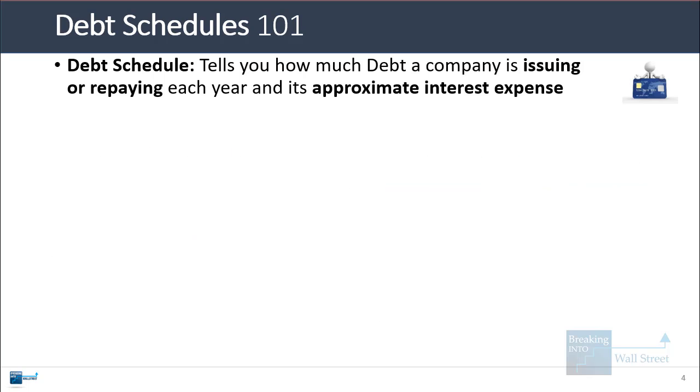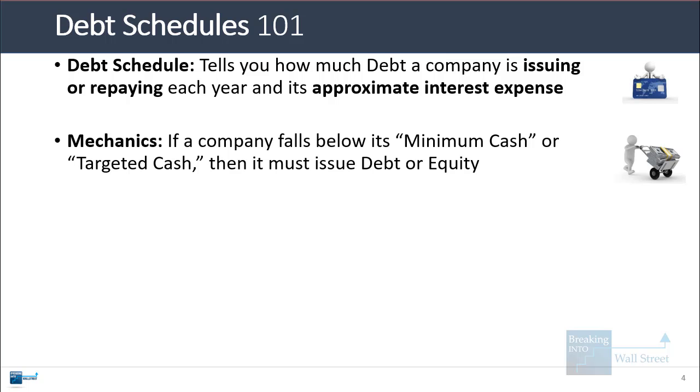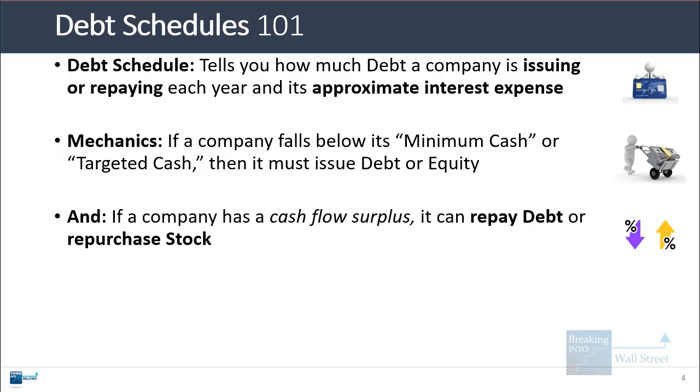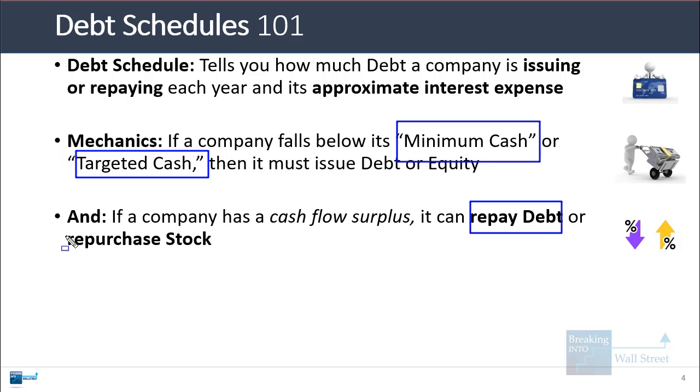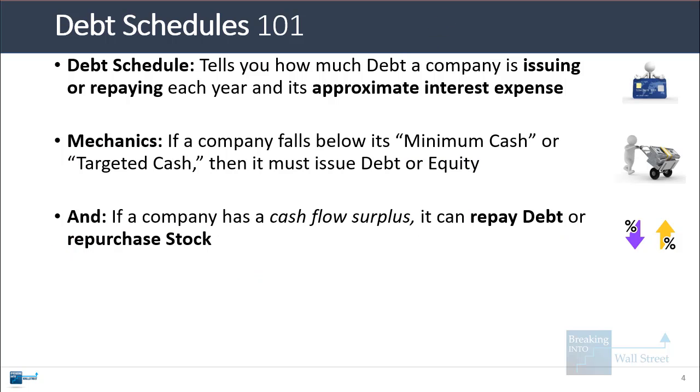A debt schedule tells you how much debt a company is issuing or repaying each year and its approximate interest expense. If a company falls below its minimum cash or targeted cash, then it must issue debt or equity, and this is the fundamental rule that drives almost all types of debt schedules. Now, if a company has a cash flow surplus, meaning that it is well above its minimum cash or targeted cash, then it can use some of its excess cash to repay debt or repurchase stock.